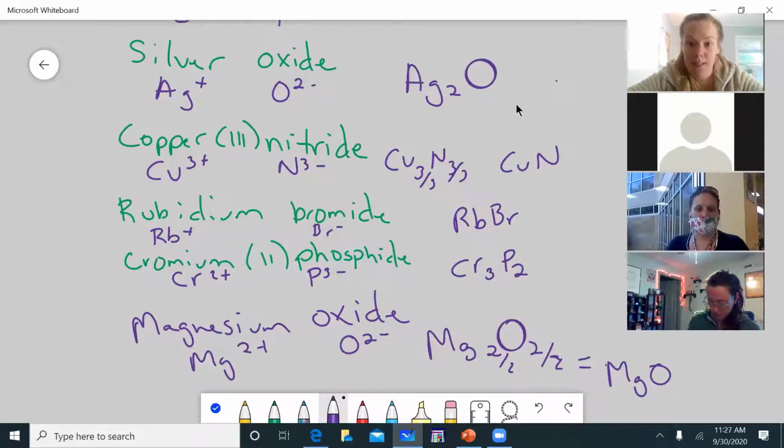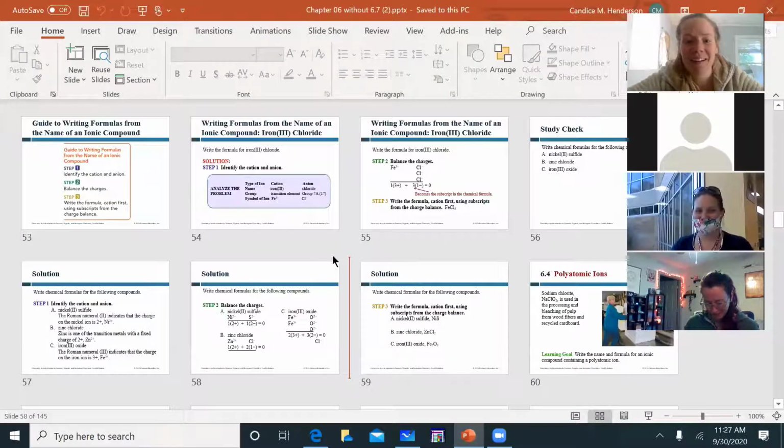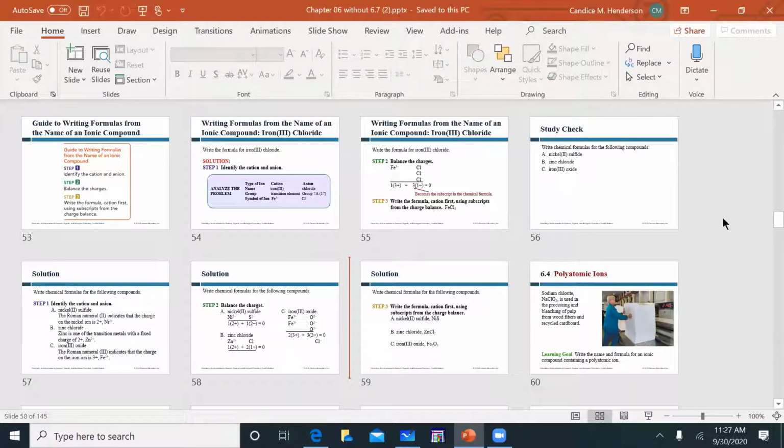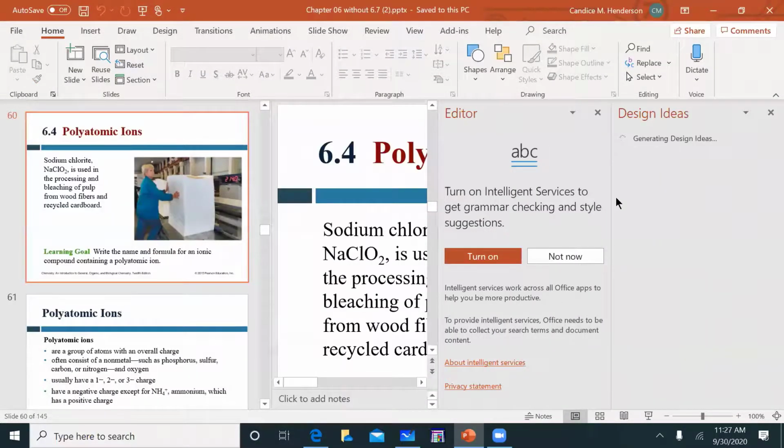If there aren't, we're going to expand a little bit on this and start talking about everybody's favorite, polyatomic ions. Gotta love some polyatomic ions. They sound scarier and look scarier than they actually are.